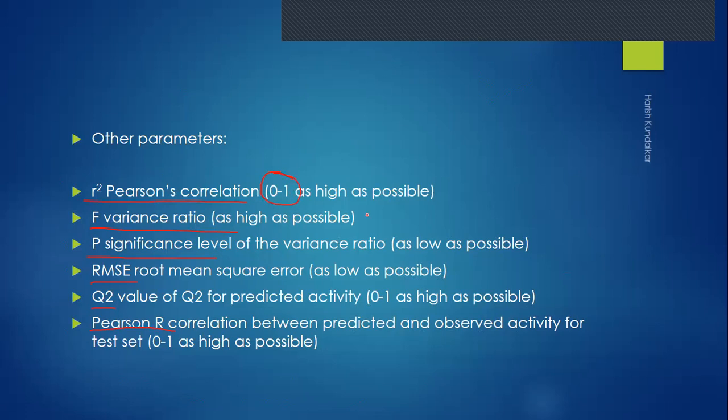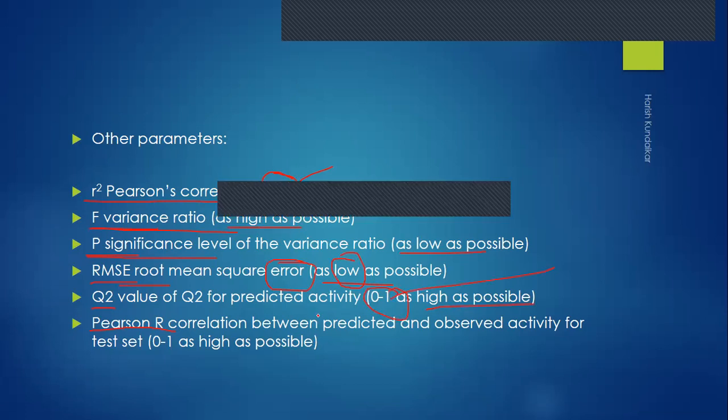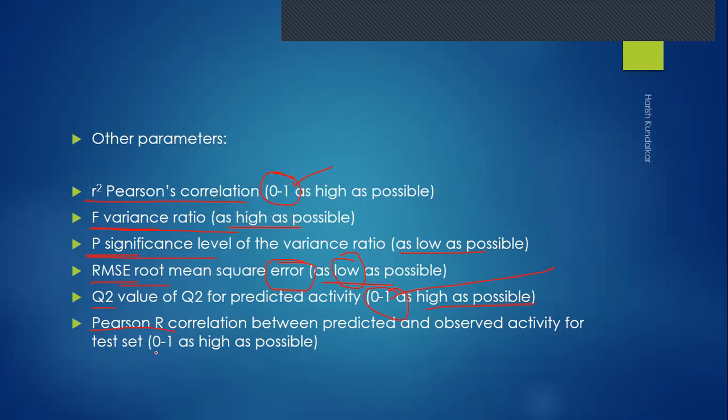When we are using QSAR, R square value should be as high as possible, between 0 and 1. If the R square value is 1, the QSAR equation is validated. It is perfect. If it is 0, it is absolutely imperfect. F variance ratio should be as high as possible. P value should be as low as possible. RMSE should be as low as possible. Obviously, this is an error, right? So it has to be as low as possible. Q square value should be between 0 and 1, as high as possible. The better the value of Q square, the better the predictivity of the QSAR equation. Pearson's R value should be between 0 and 1, and as high as possible.